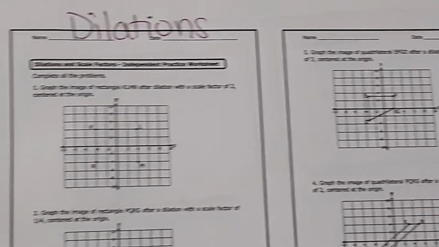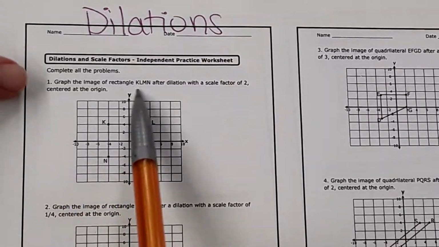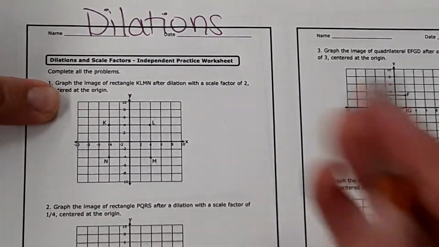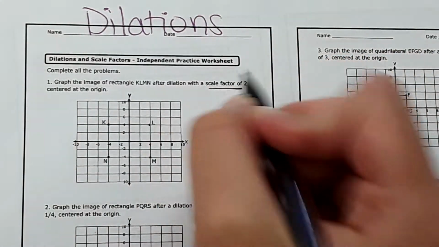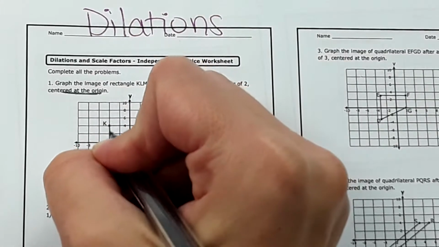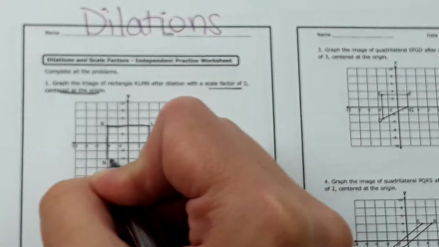Okay, so I'm going to teach as I'm explaining how to do these examples. It says graph the image of rectangle KLMN after dilation with a scale factor of 2 and centered at the origin. So scale factor 2 centered at the origin, and then they have this rectangle right here, kind of hard to see, you might want to trace over it.